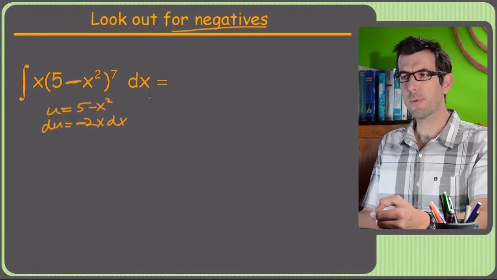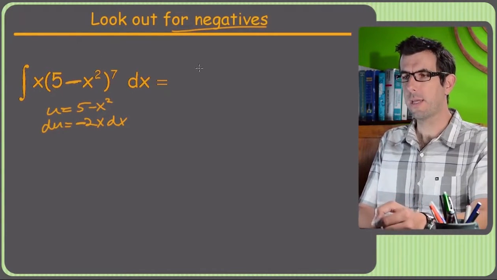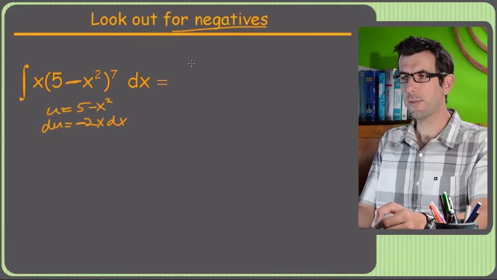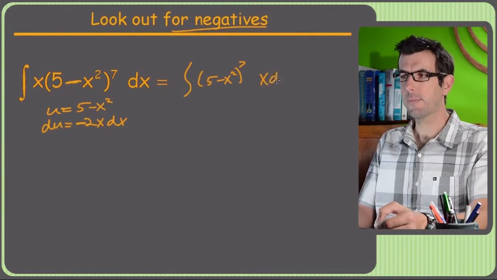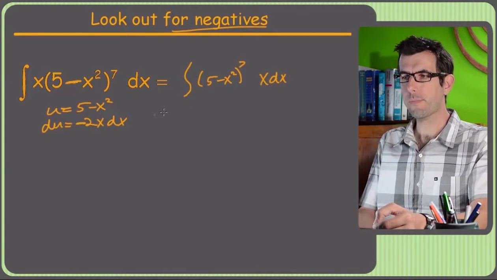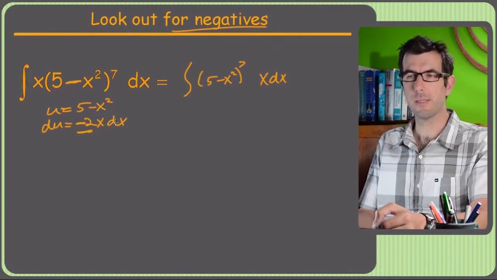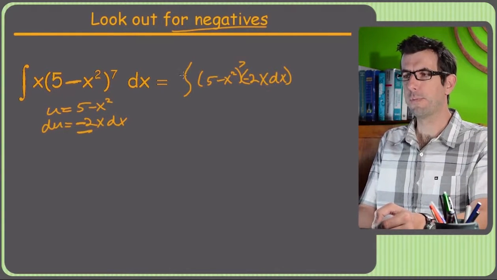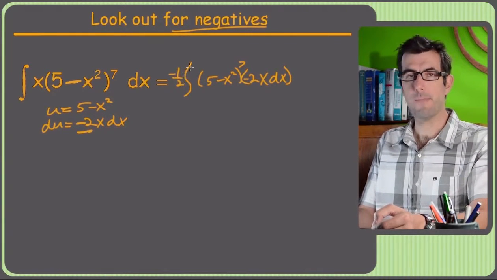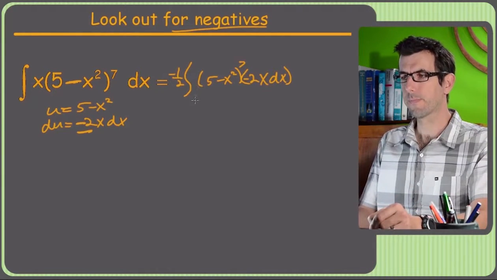And of course, if you look at this problem the way it is, there is no negative sign. Now I'm going to just change the order, so we've got 5 minus x squared to the 7th. But then of course I'd rather have that x next to dx, since that is part of my du. But I still need a negative 2 here. I'm missing that, so I need a negative 2 here, which means I need a negative 1/2 out front to make up for it.